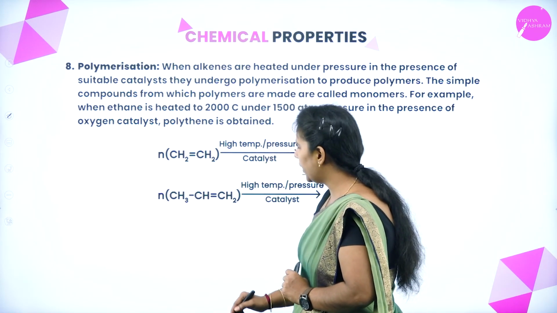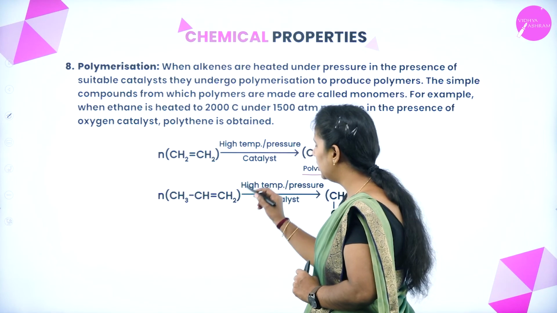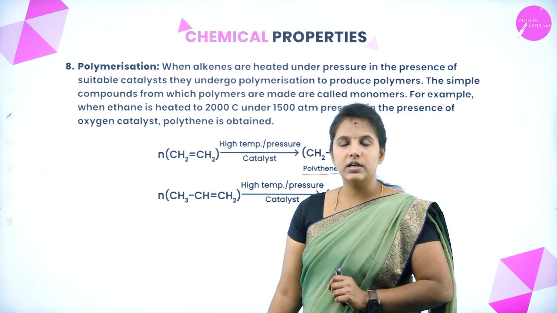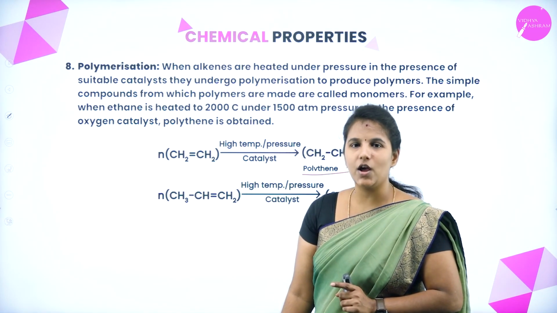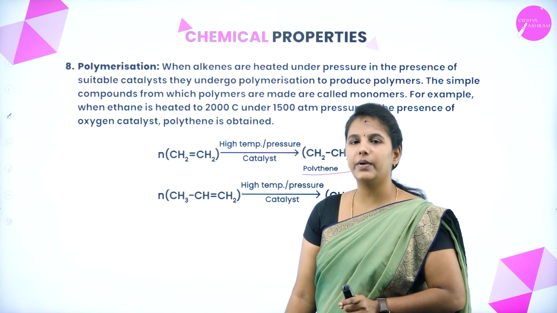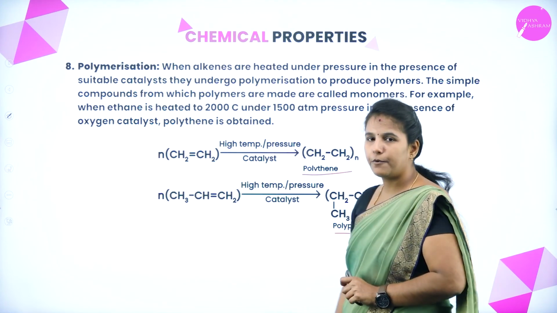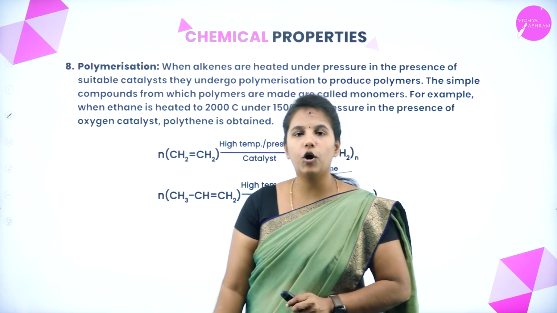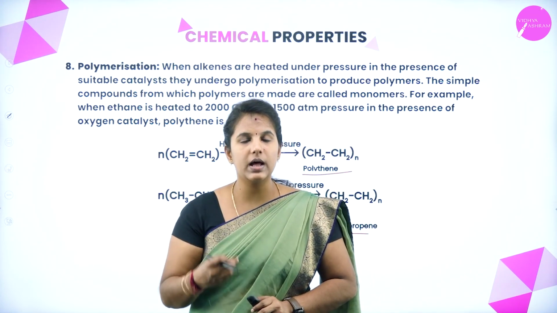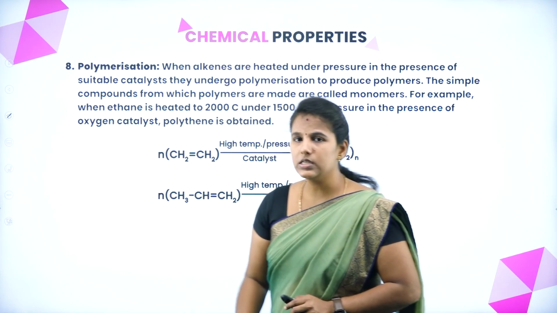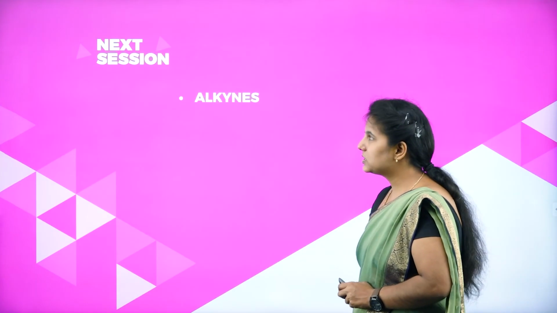Here I have one more example. This is propene. By treating with a suitable catalyst known as dioxygen at very high temperature and pressure, it gives rise to polypropene. It forms what? Polypropene, which is a polymer. So this is how we can expect our alkene to form different products when it undergoes chemical reactions.